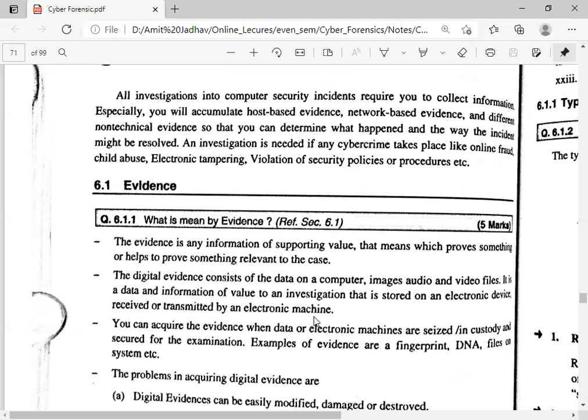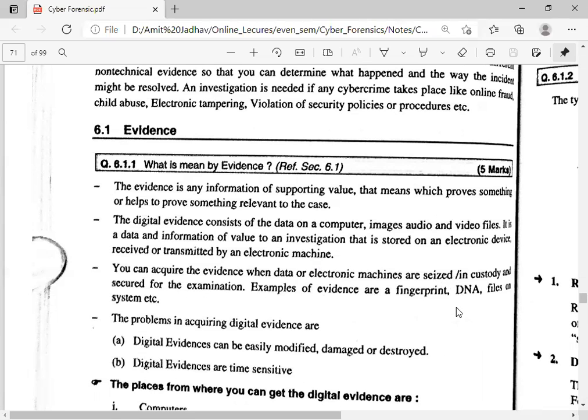So digital evidence is nothing but the evidence available in a digital environment, like audio and video files, and data that is stored in an electronic device. That is known as digital evidence. You can acquire the evidence when the data or the electronic machines are seized. Examples of evidence are fingerprints, DNA, files on the system, etc.